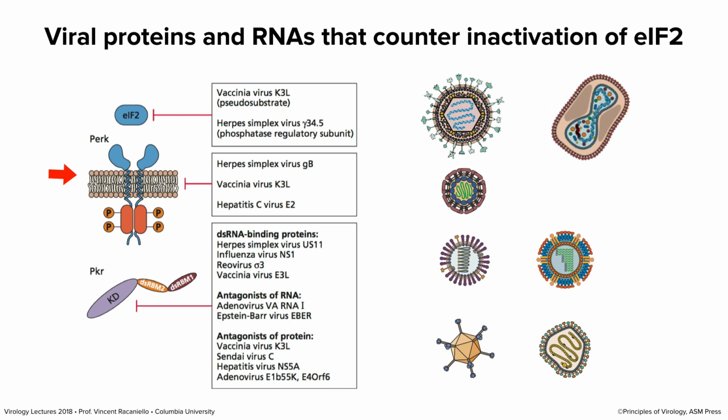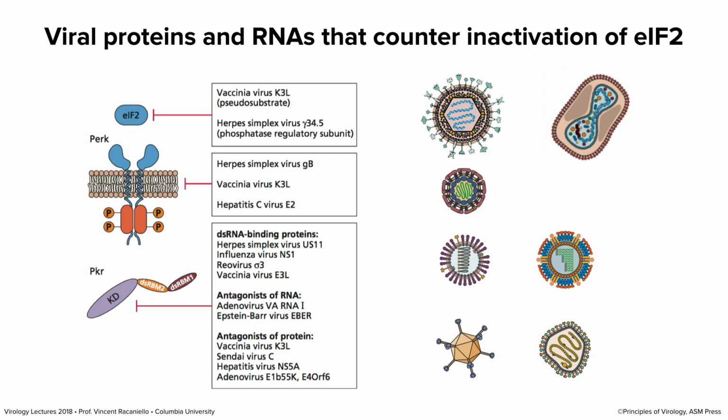So here's PERK, by the way, which is a kinase, which is actually a transmembrane protein in the endoplasmic reticulum. The blue part senses protein misfolding in the ER and will become activated. It dimerizes, the two subunits phosphorylate each other. Well, viral proteins can inhibit them.